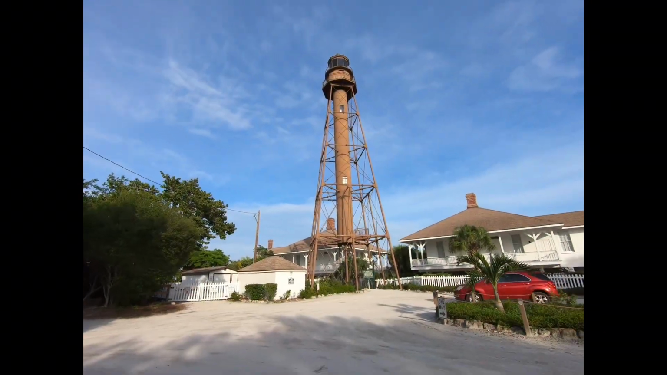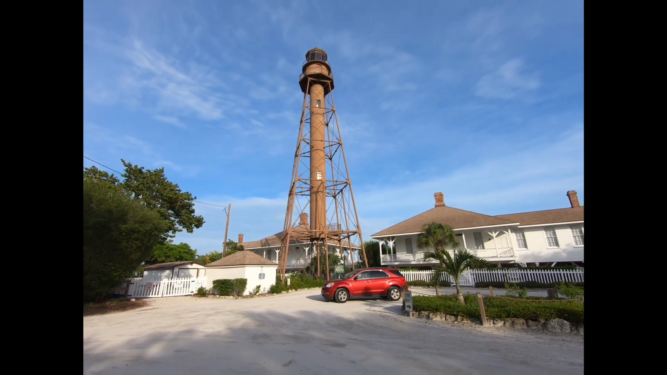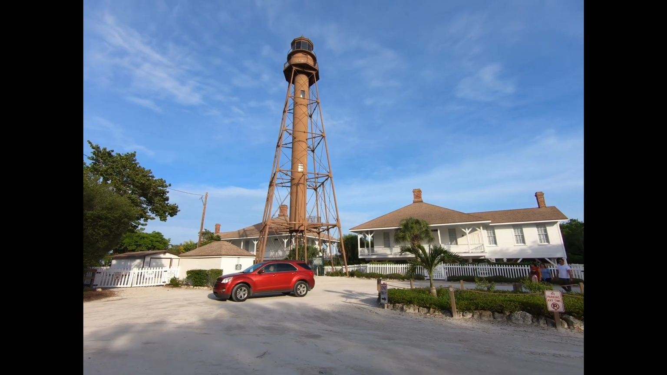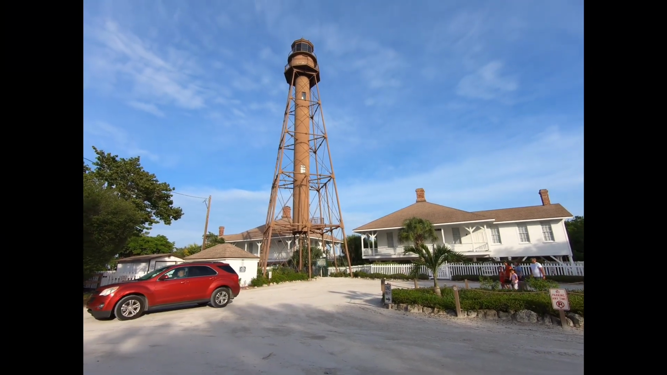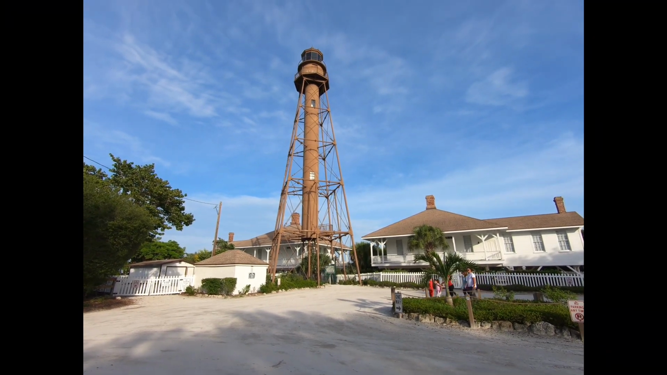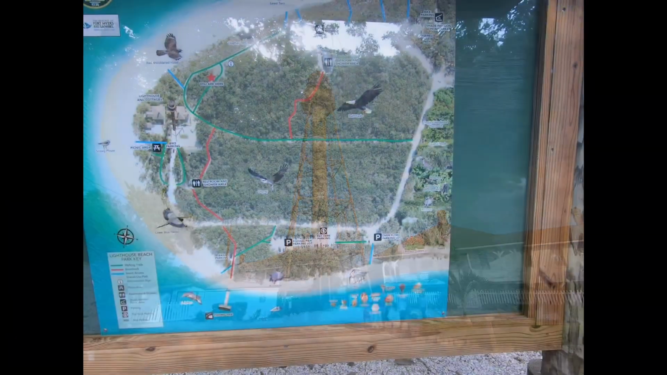All right, so because this is Lighthouse Beach, there's actually a historic lighthouse here. So I just wanted to take a minute and show everybody the lighthouse on this video. I actually don't know anything about this lighthouse other than it's historic. So here's the lighthouse which Lighthouse Beach is named after.